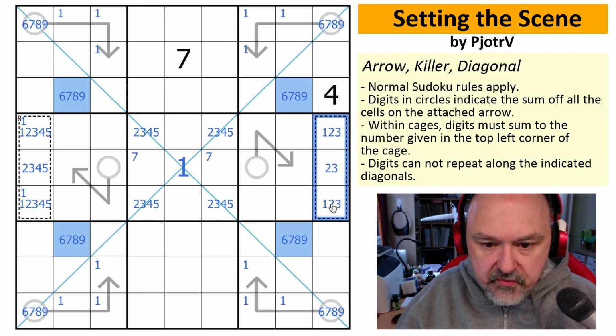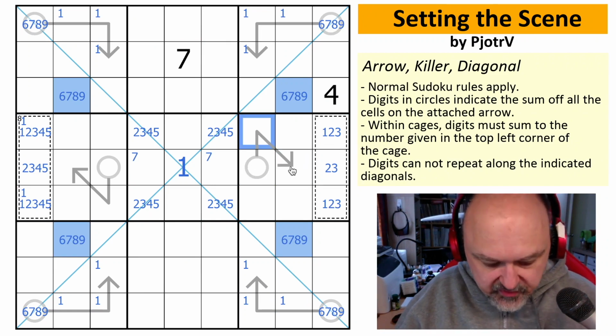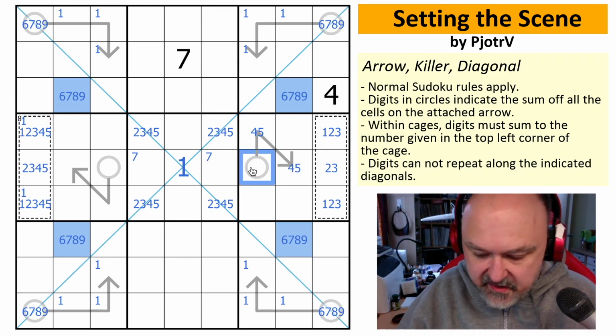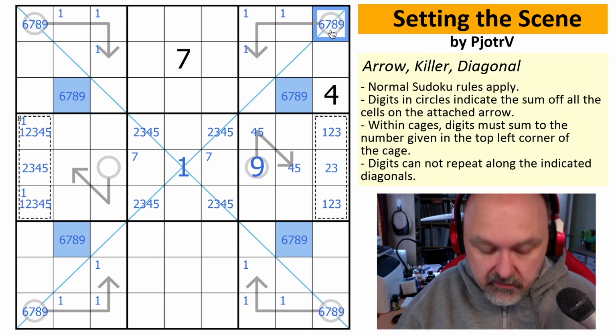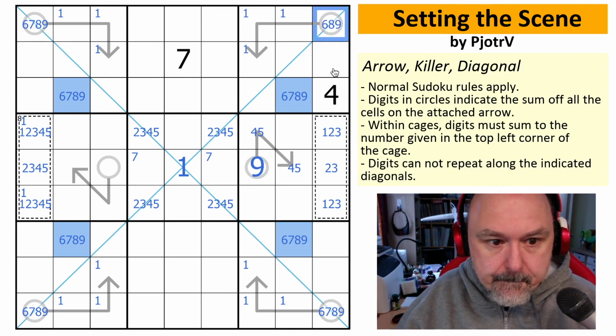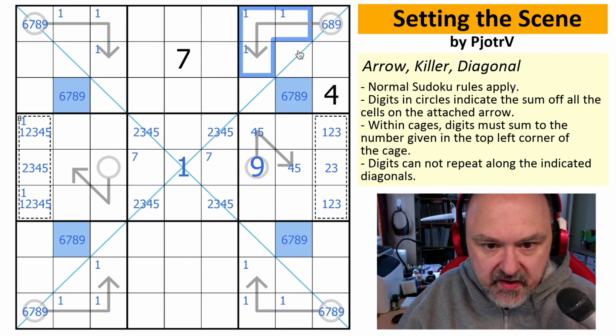There is a 1, 2, 3 in this box. This is a 2-cell arrow. The minimum I can put on this is 4, 5, which makes that a 9. I can't put a 4 on this 3-cell arrow, so that can't be a 7. Because the only way to make up 7 is 1, 2, and 4.